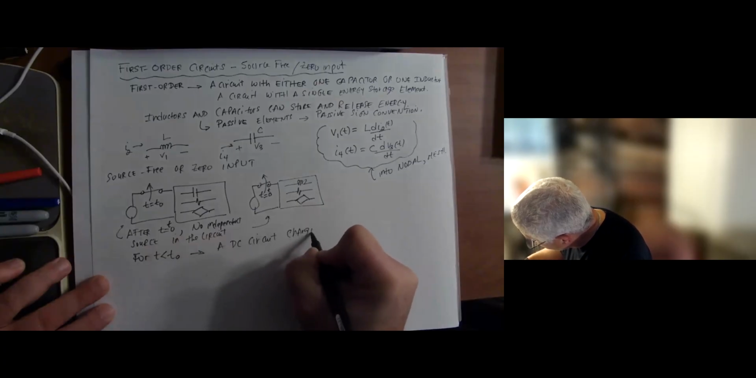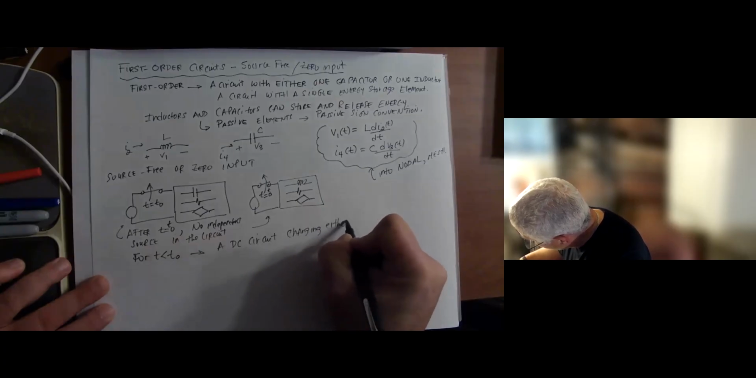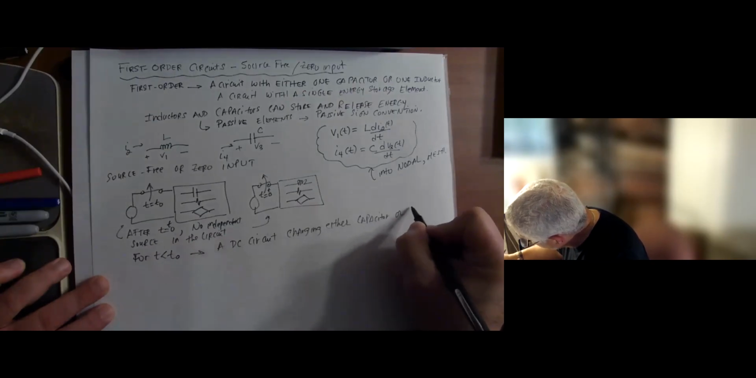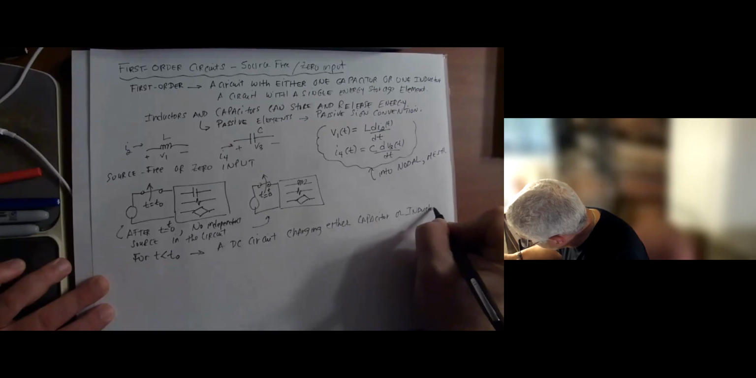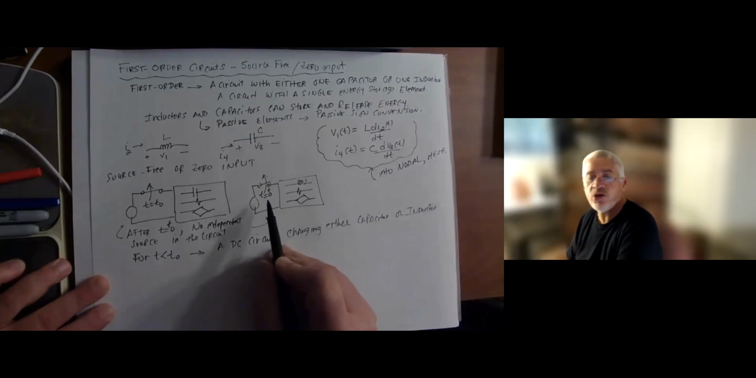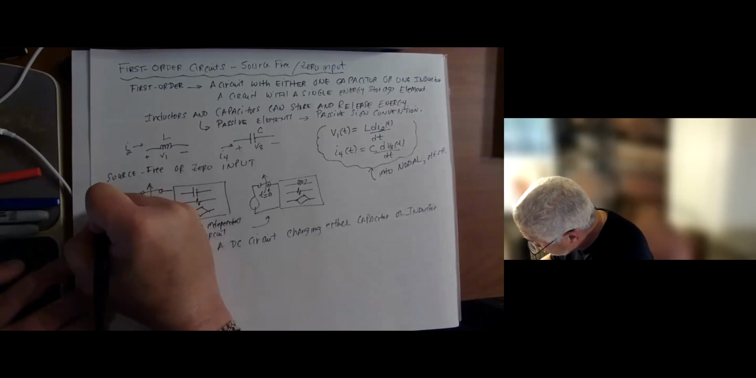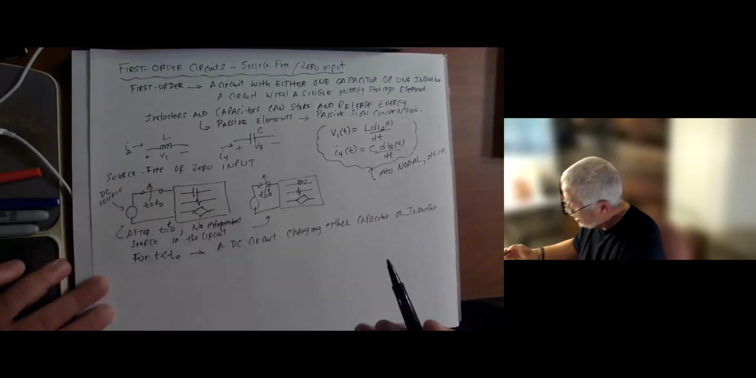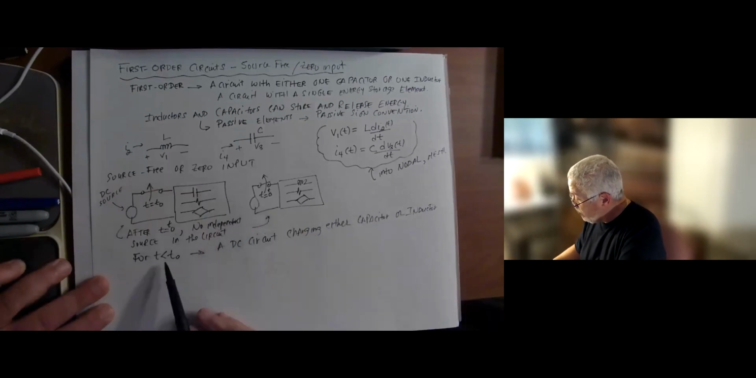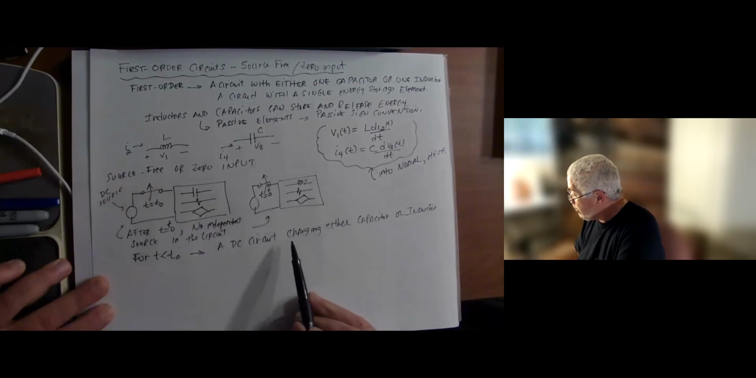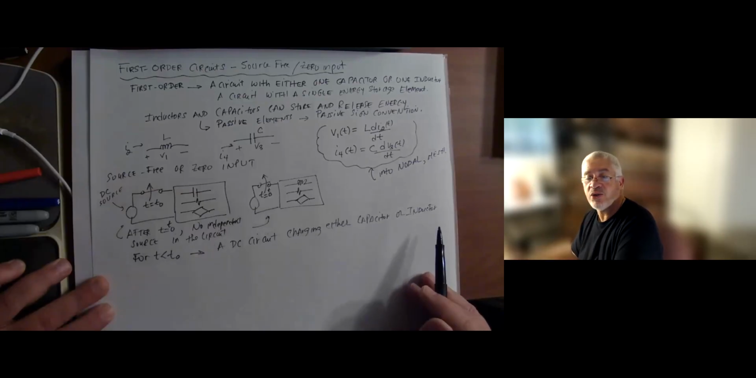So the way these circuits work, for T less than T naught, we have a DC circuit charging either the inductor or the capacitor. Before the switch opens, everything is DC, because we're looking at a DC source. We're not looking at anything varying. So for T less than T naught, until the switch opens up, the capacitor or the inductor is sitting in a constant source circuit. Nothing is changing.